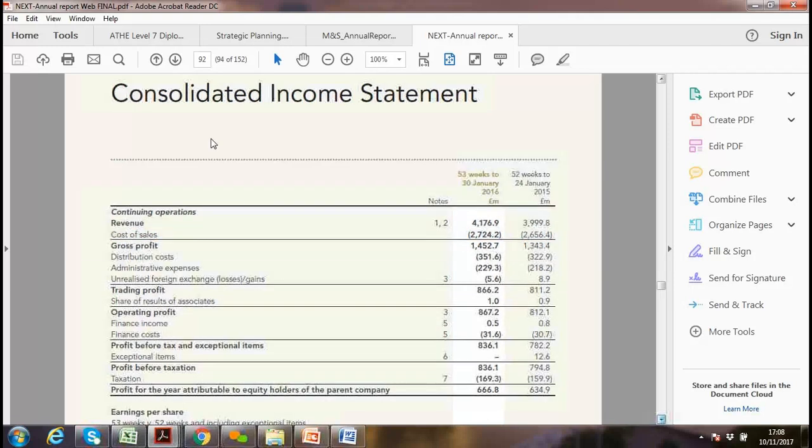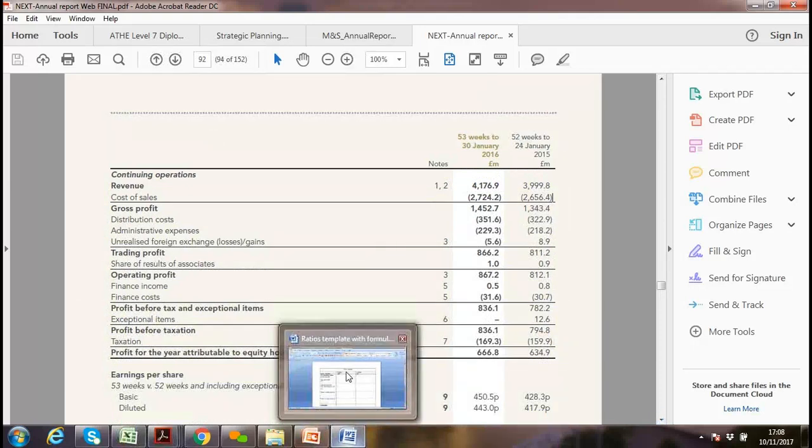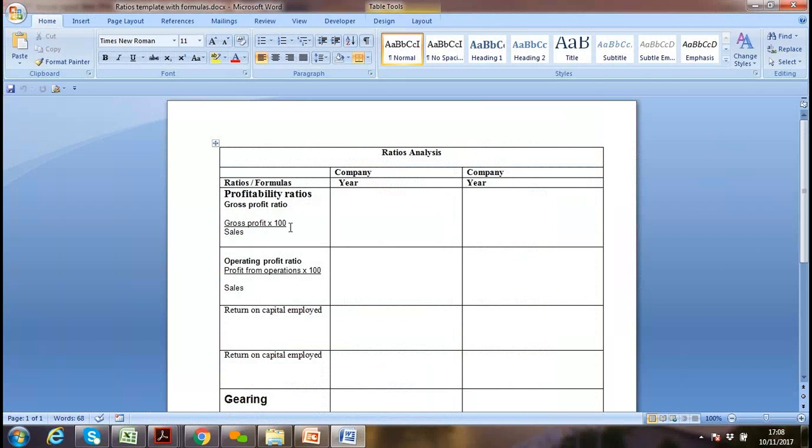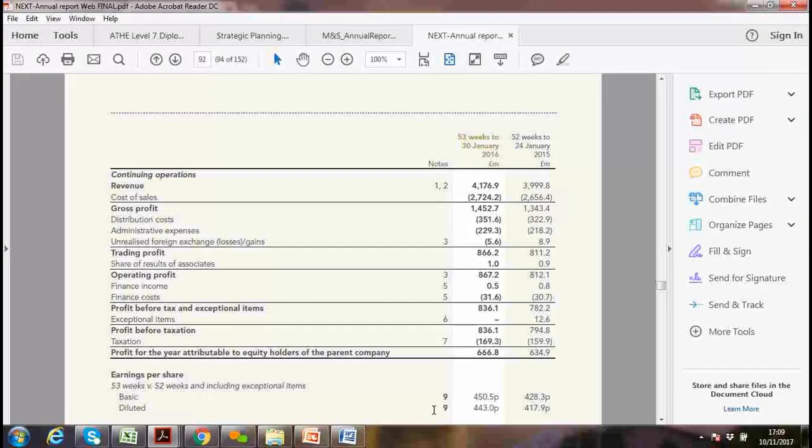So you have a template, which is this template. You can try the next one. Gross profit ratio: gross profit divided by sales or revenue, which is the same thing, and then times by 100. You can put it here as a percentage. You can write 2016 at the top, and 15, and you can put the company's name, and then you can do operating profit. When you go and look next, that's the operating profit.